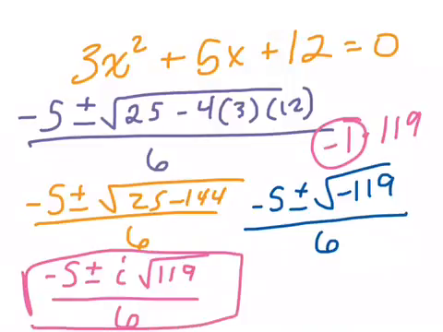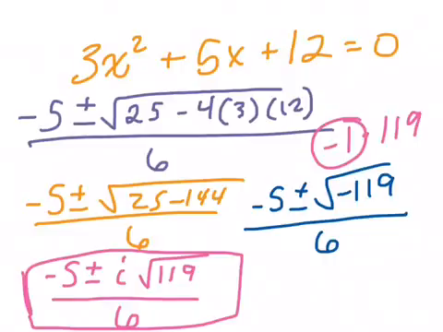There's nothing else we can do to this. We could do the square root of 119 and get that decimal. It would be pretty close to 10.9 or something like that. But it's not really going to help us. We can't graph that because we're not graphing imaginary numbers. So as far as we're concerned for now, that is the solution to this.